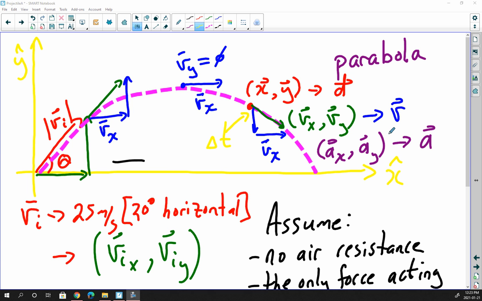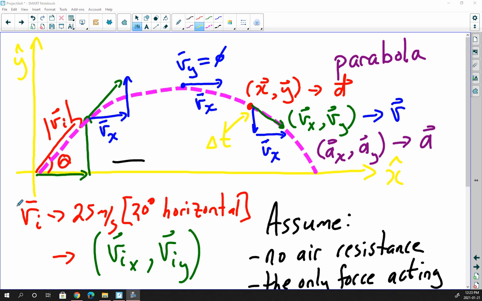So here's a diagram, and I know it looks kind of jumbled, but I'm going to take you through it step by step. So let's say there's an object that's shot upward from the ground at 25 meters per second at 20 degrees to the horizontal.